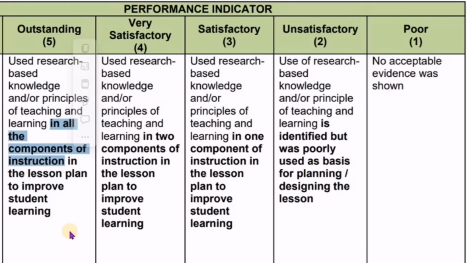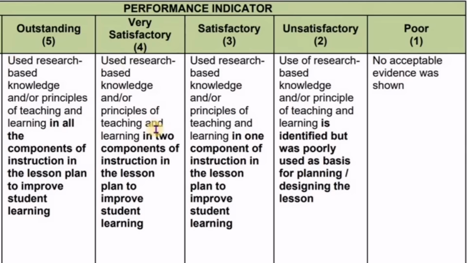So, saan mo yung makikita sa iyong annotation po? Makakakuha ka ng very satisfactory or 4 kapag 2 components lang ang ginamit mo. Makakakuha ka ng satisfactory or 3 kapag 1 component lang yung ginamit mo. At makakakuha ka ng unsatisfactory or 2 kapag identified but was poorly used as basis for planning, designing the lesson. And poor or 1 kapag no acceptable evidence was shown.